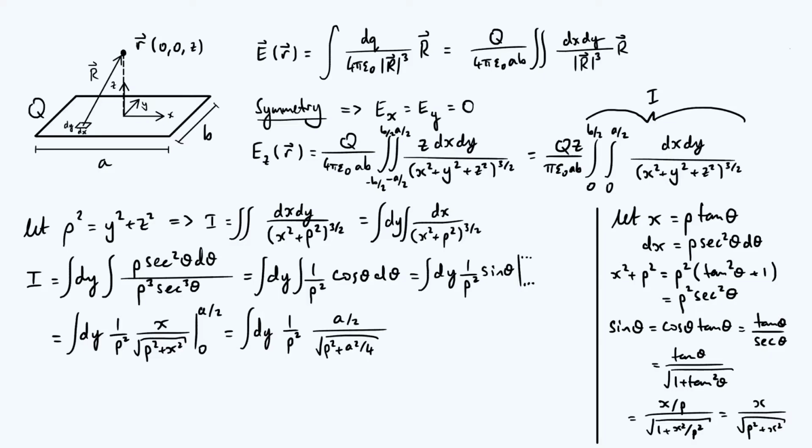So because we now need to integrate over y, we've got to write this rho squared back explicitly in terms of y, which is y squared plus z squared. I'm also going to take out this constant factor of a over 2. So I is now a over 2 times the integral of, well, let's just put dy on the top. It's going to be over rho squared, which is y squared plus z squared. And then we've got the square root of rho squared, which is again y squared plus z squared, plus a squared over 4, whole thing square rooted, and there we go.